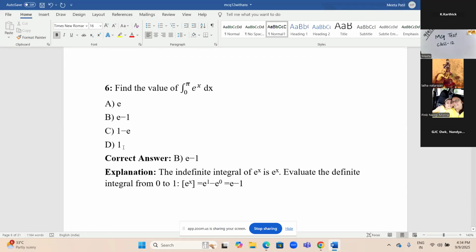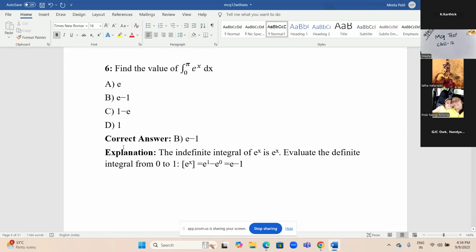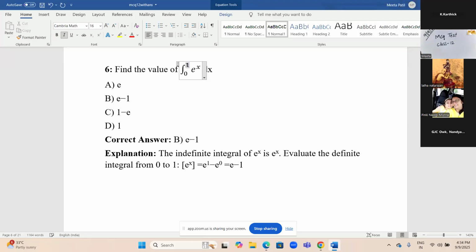So next one, you will have the question: find the value of the integral from 0 to pi of e power x. Sorry students, this is not pi, this is 1. I am extremely sorry for this. So this limit is 1. Find the value of the integral from 0 to 1 of e power x dx.